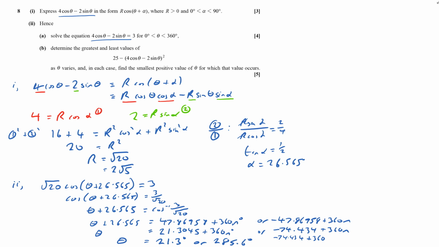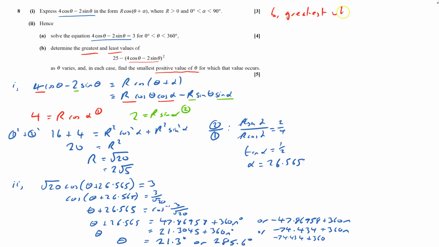And part C, I'll do this bit in red. Determine the greatest and least values of this, and in each case find the smallest positive value of theta for which that occurs. Okay, so let's do the greatest first. So this is part B. We've got to do the greatest. Well, if we think about this, I'm going to have to take away something, so I want this bit to be as small as it possibly can be. Oh no, it's squared. So this bit has got to be 0. So the greatest value will occur when this is 0.